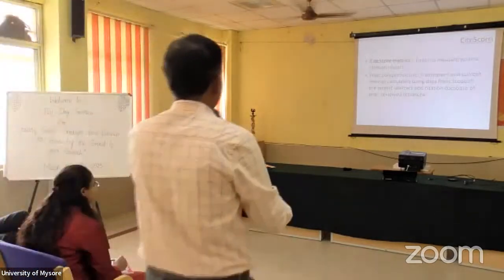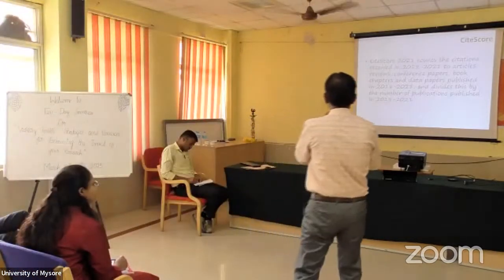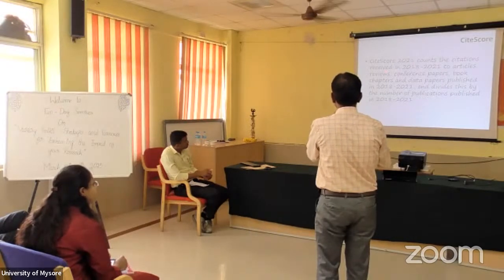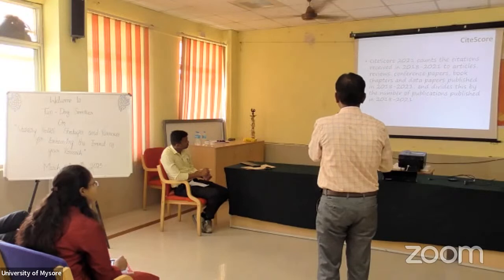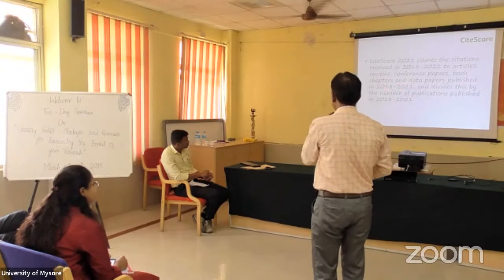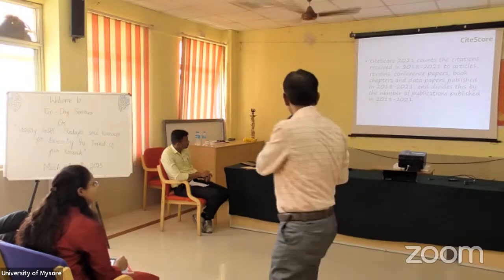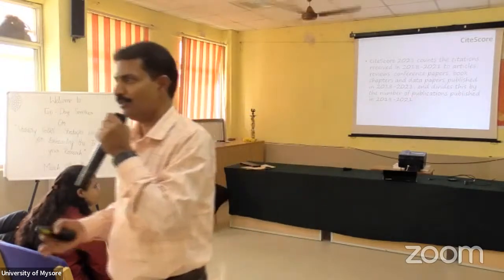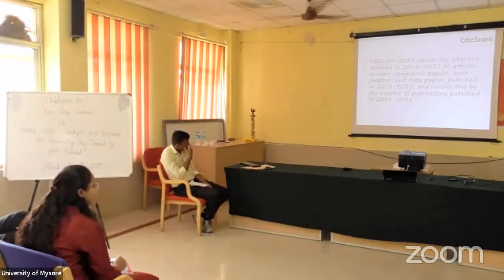So when we look at the definition, the SJR for 2021 counts the citations received in 2018 to 2021 to the articles, reviews, conference papers, even maybe book chapters and data papers published in 2018 to 2021, and divides this by the number of publications published in 2018 to 2021. This is a different formula compared to the impact factor.